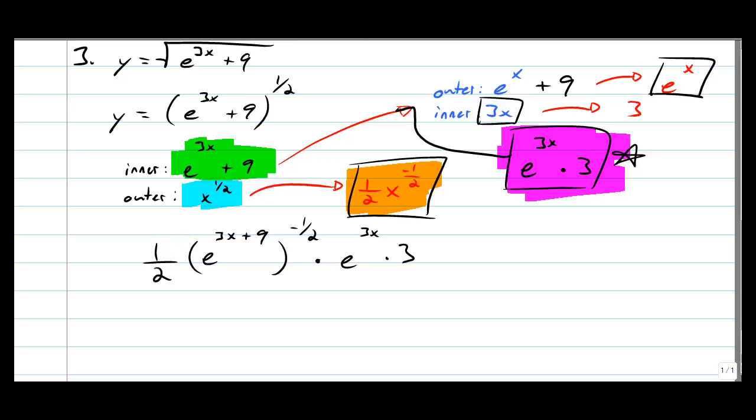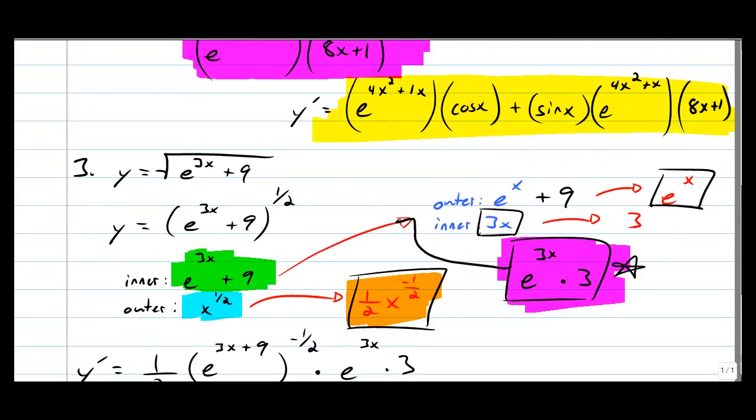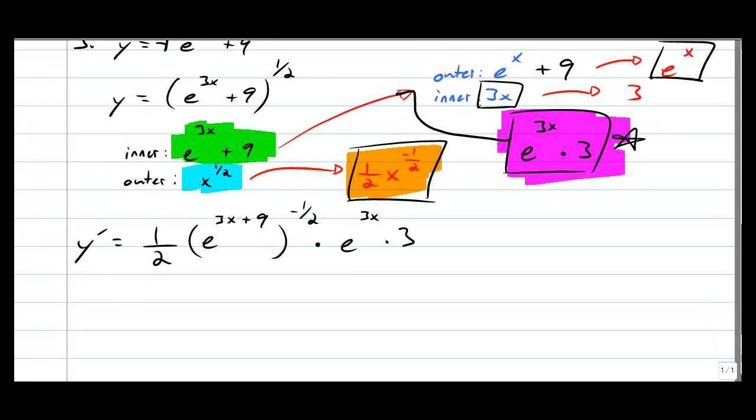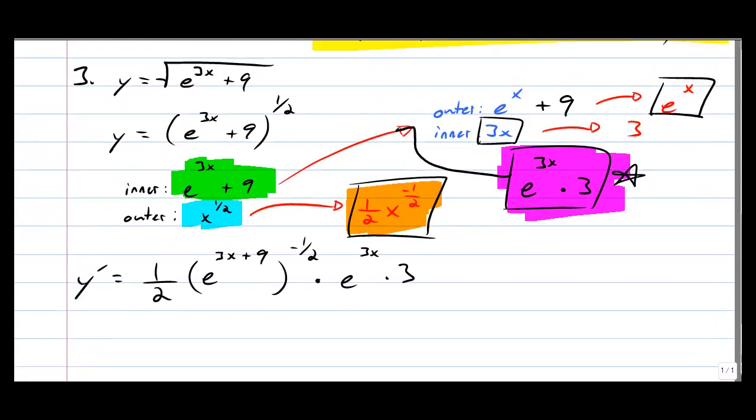Alright, so there's our y prime. Yep, you could simplify it. I'm not that concerned right now. That was a tough problem, though. You had to use the chain rule actually twice. So, good job. I'll put our answer in yellow.